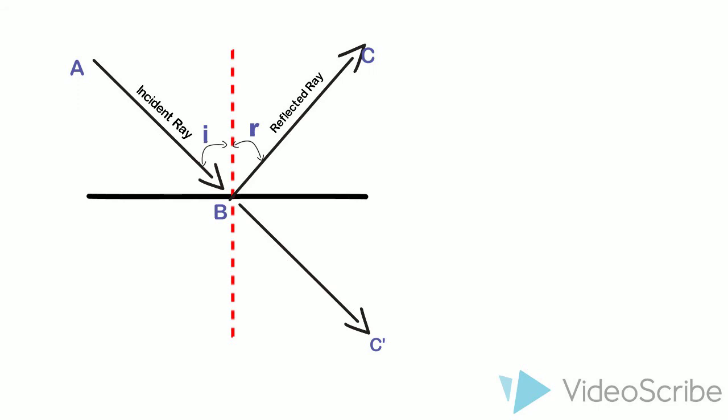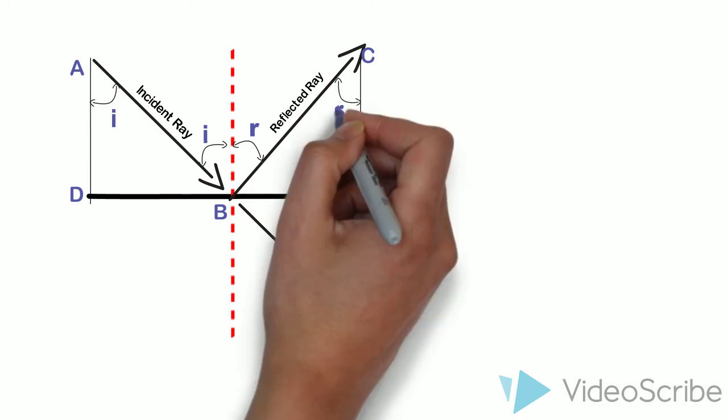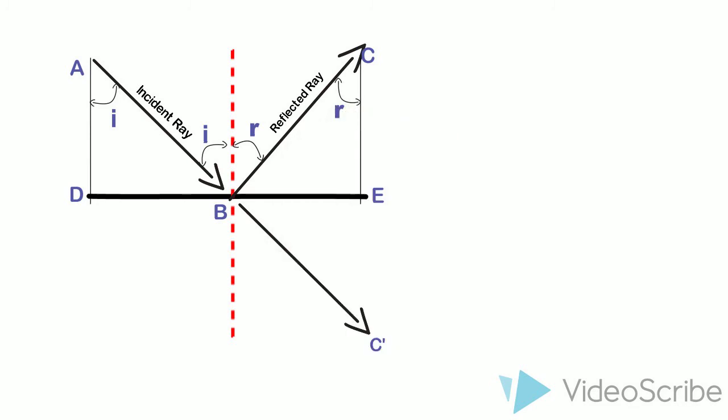Based on our earlier finding, the diagram can be redrawn as the following. Let the two points on the reflecting surface be D and E. Join AD and join CE. It can be seen that B lies on the midpoint of the line DE. Now using the alternate angles equality property, we can say that angle DAB is equal to I, which is the incident angle, and angle BCE is equal to R, which is the reflected angle.